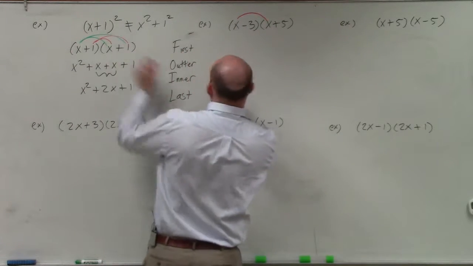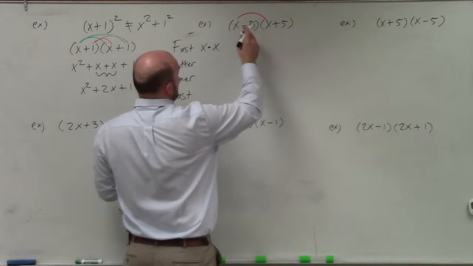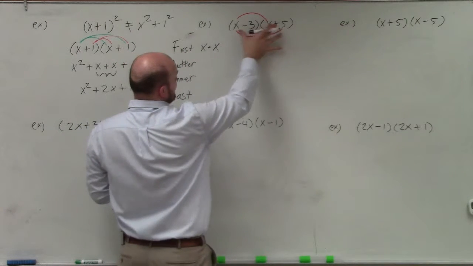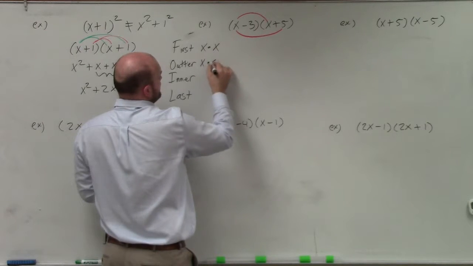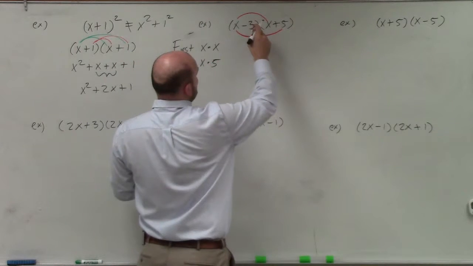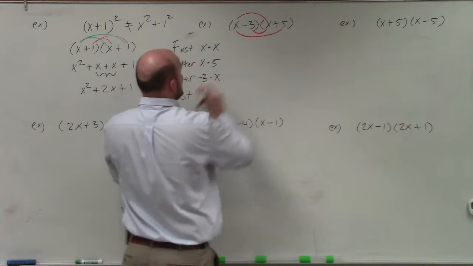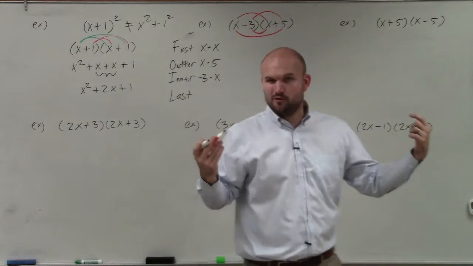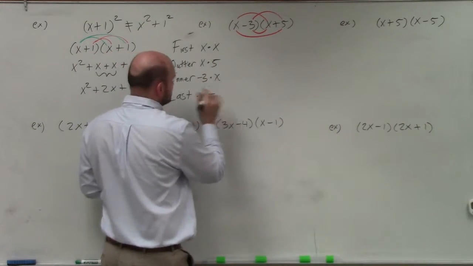which again we did over here. So that's going to be x times x. Then they want you to multiply the outer terms, the terms on the outside. So that's going to be x times 5. Then they want you to multiply the inner terms, which would be negative 3 times x. And then the last terms, which would be negative 3 times 5. And the way that I kind of drew it was like the FOIL face. You might be familiar with that. Negative 3 times 5 is a negative 15.